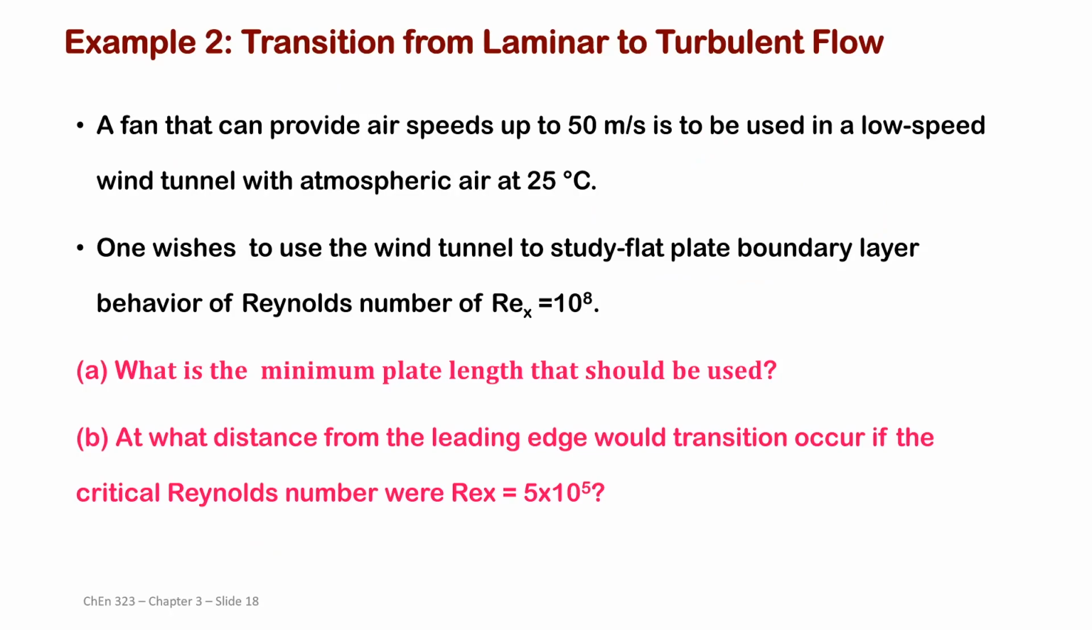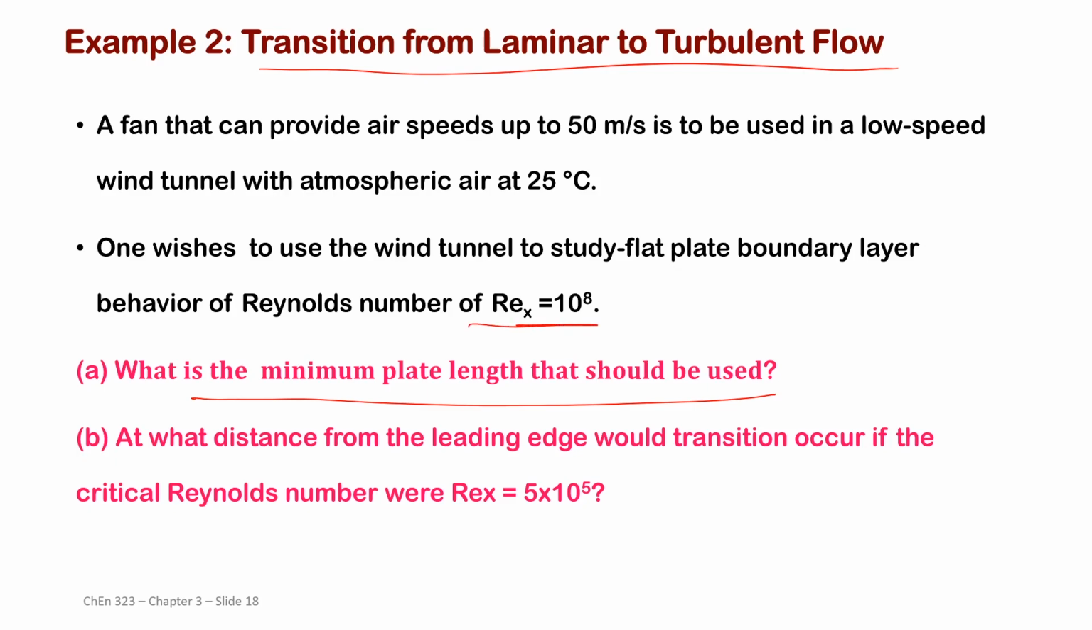So this is again a very simple example. It is just an algebraic example. In this example, we have a plate, and we would like to know what is the minimum length of this plate to reach a Reynolds number of 10 to the 8. Okay, and this is in a wind tunnel, so we are using air as the fluid.